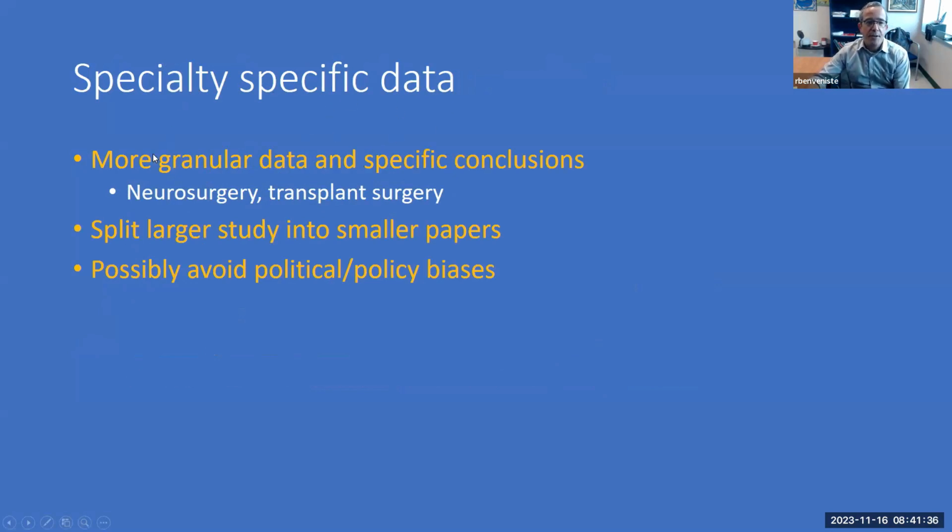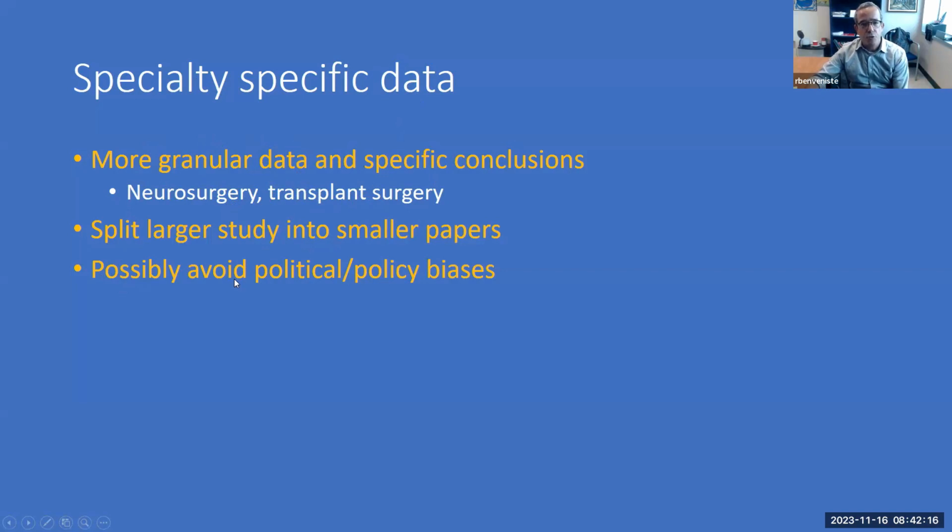So where we've gone from here is breaking up our big study into smaller ones, specialty-specific data. Specifically, we want to look at neurosurgery data and transplant surgery data. This is more useful, I think, because we get more granular data and specific conclusions for neurosurgery and transplant surgery, which are both specialties that worry a lot about complications. I mean, we are specialties that have high complication rates. This also allows us to split one manuscript into several smaller ones, which has certain academic advantages. And Hani came up with this idea, and I kind of agree.